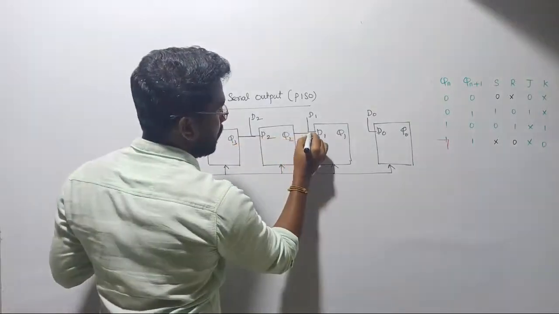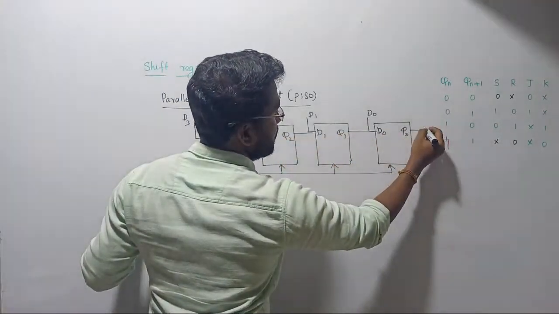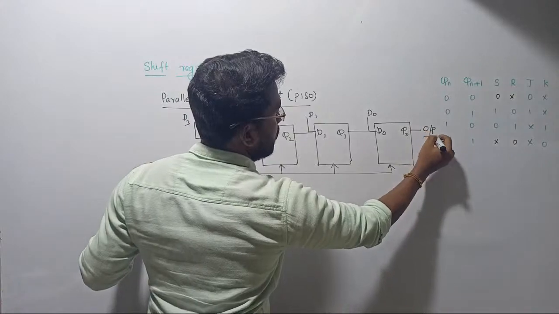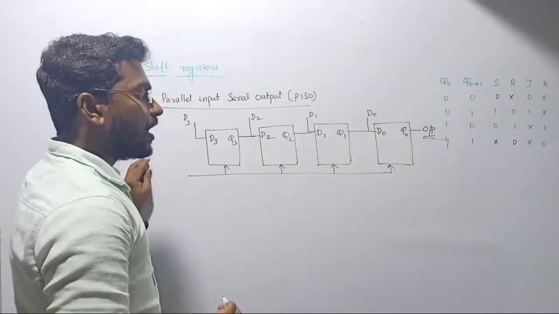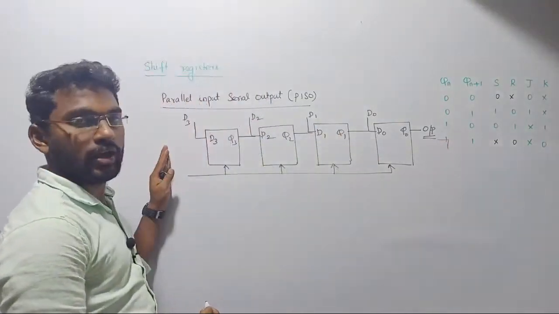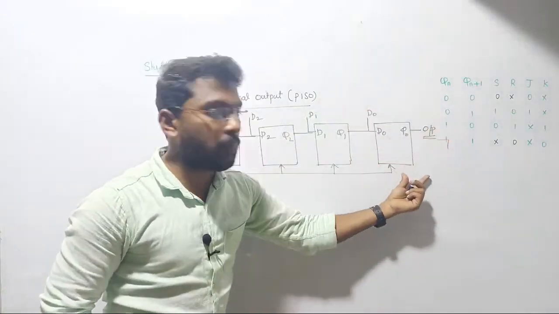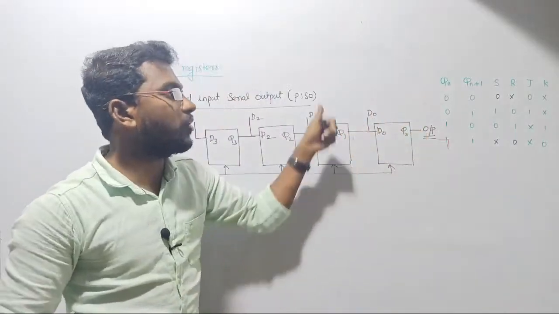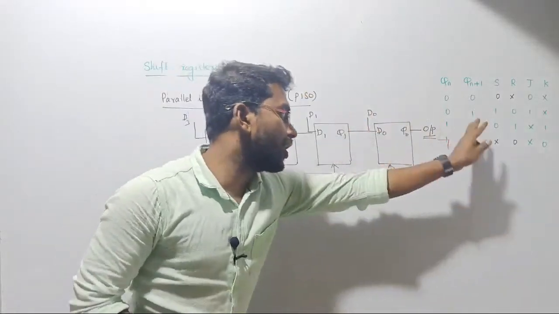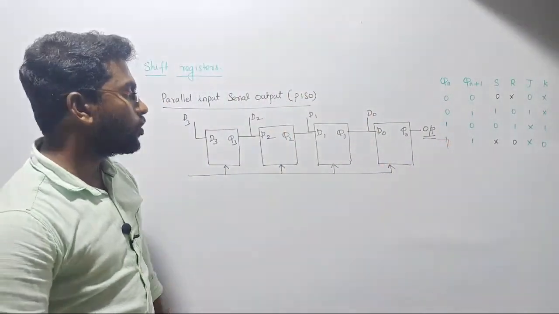Let me join, and this is the point where we are going to connect the output. This is our output. Serial output means the output is taken at the MSB, the last flip-flop from here, right? So you will have to observe from here, in the rightmost flip-flop. That is, the output of the rightmost flip-flop is going to be the total output. That is called serial output, right? So what is the thing?